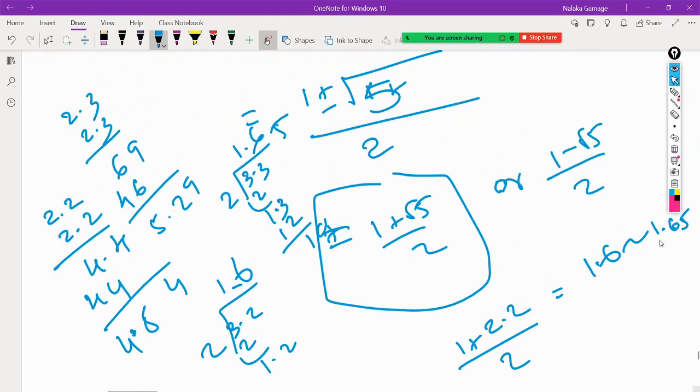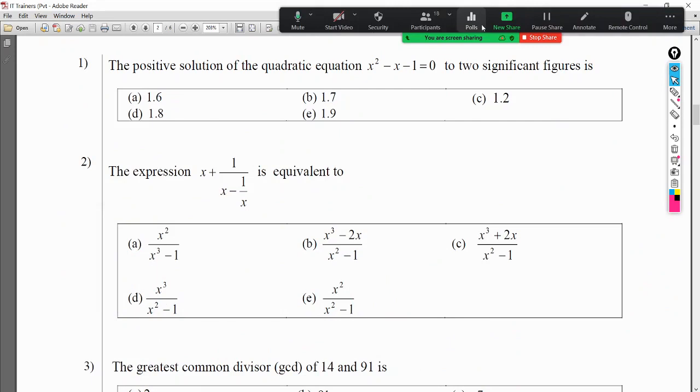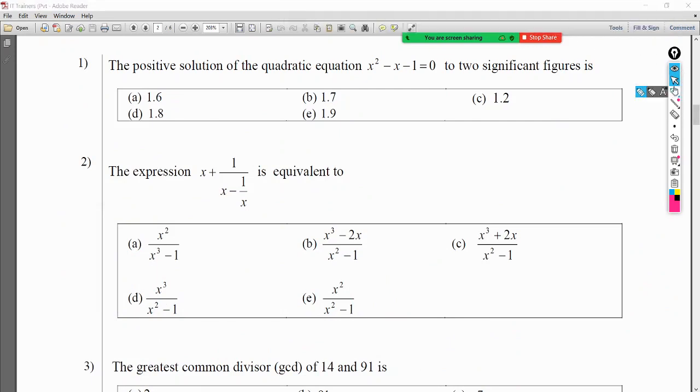No, it is between 1.6 and 1.65, right? If it is between 1.6 and 1.65, we can't say 1.7, right? It has to be 1.6. So therefore my answer is 1.6, right? 1.6.